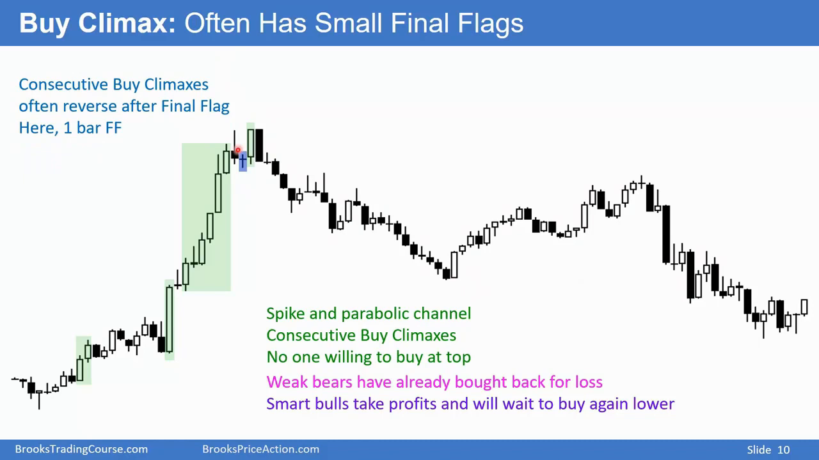Consecutive buy climaxes often have a small bull flag for the final bull flag. Sometimes it's simply a single bar. Here, you can call it 2 bars if you want. To me, the pullback, this bar below that low, is the pullback bar. It's a 1-bar bull flag, and it's only a doji, but bulls are aware after a series of buy climaxes, sometimes you get a very unremarkable bull flag, and it's the final flag in the bull trend.